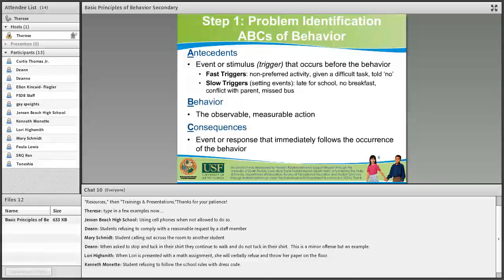And now we do have the behavior, we talked about that observable, measurable action. And then the consequences are the event or the response that immediately follows the occurrence of the behavior. So Deanne, you gave such a good example there about students refusing to comply. What they're doing is continuing to do what they were doing before. They continue to walk, they continue to have conversations with their peers, they're walking away from the person giving the prompt to tuck in their shirts. So that's the event or the response that immediately follows the behavior. The result is they walk further away from the person who gave them the prompt.